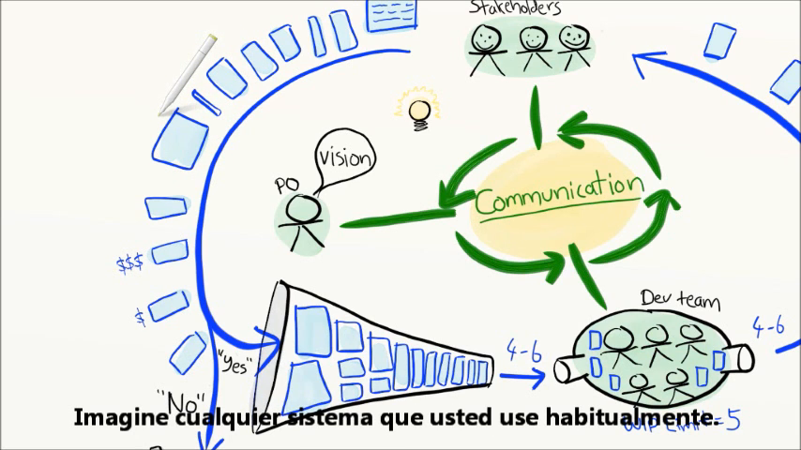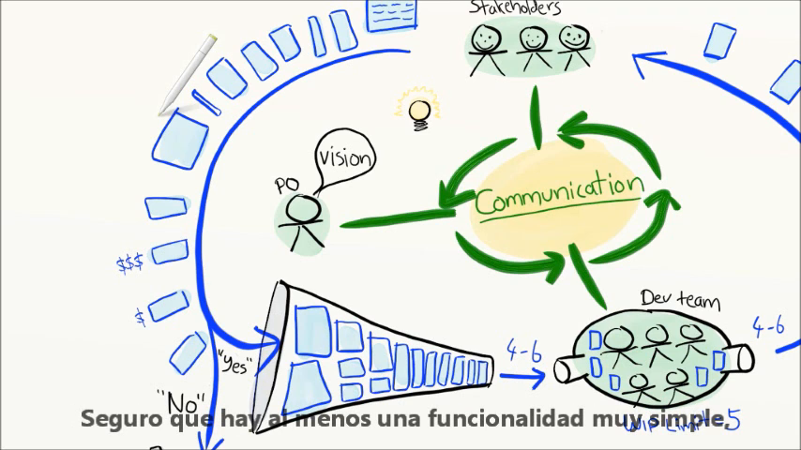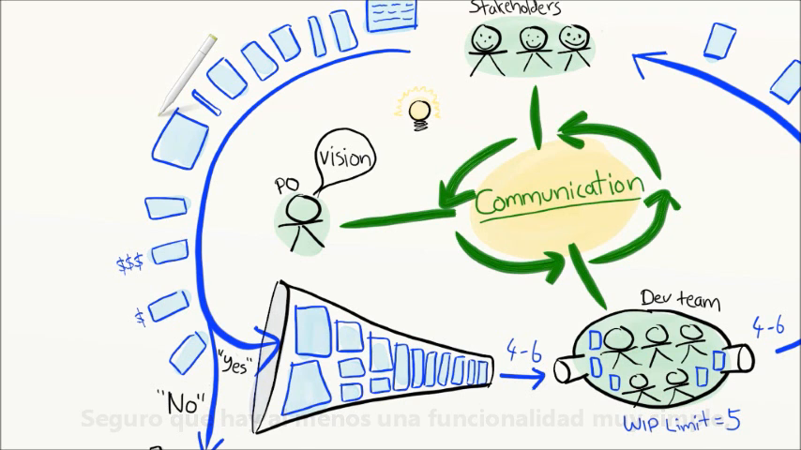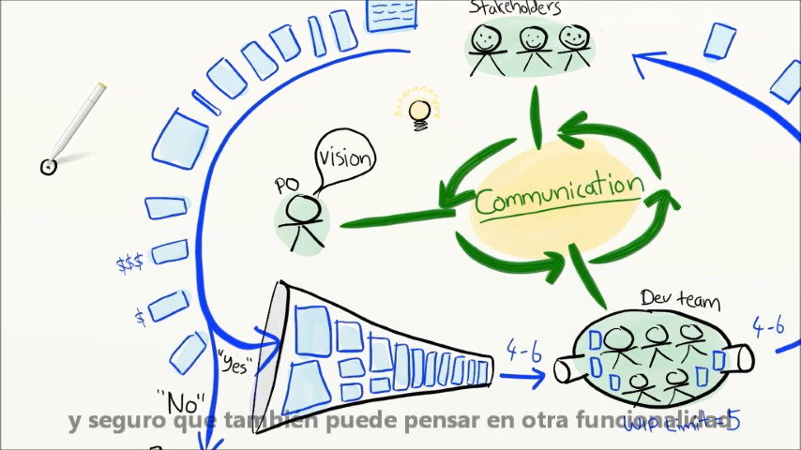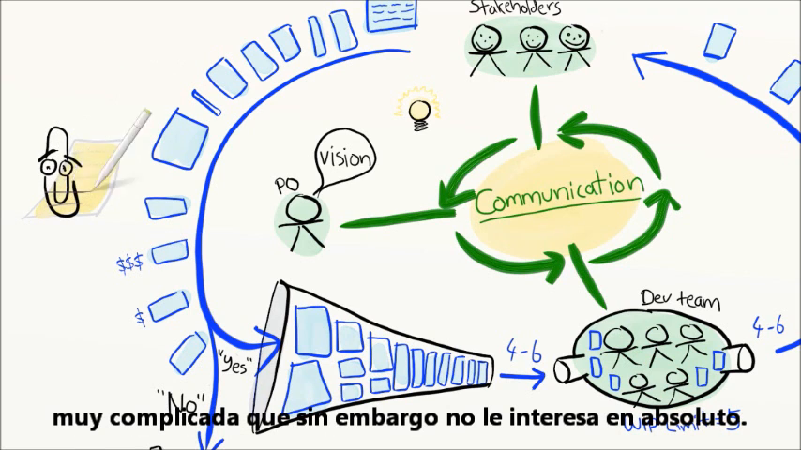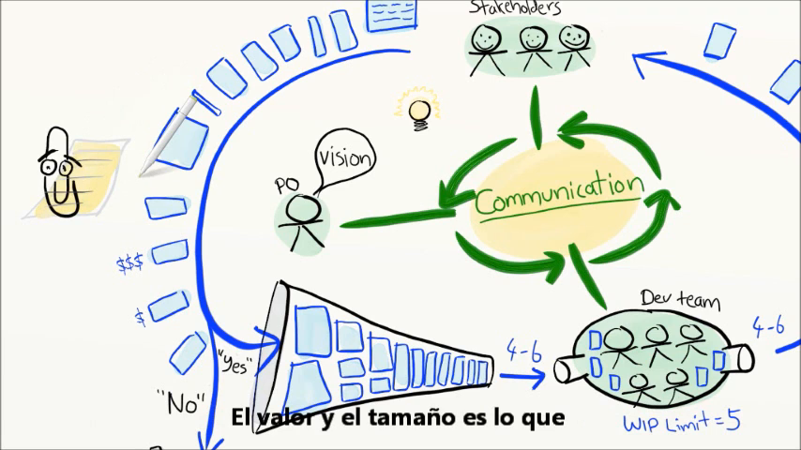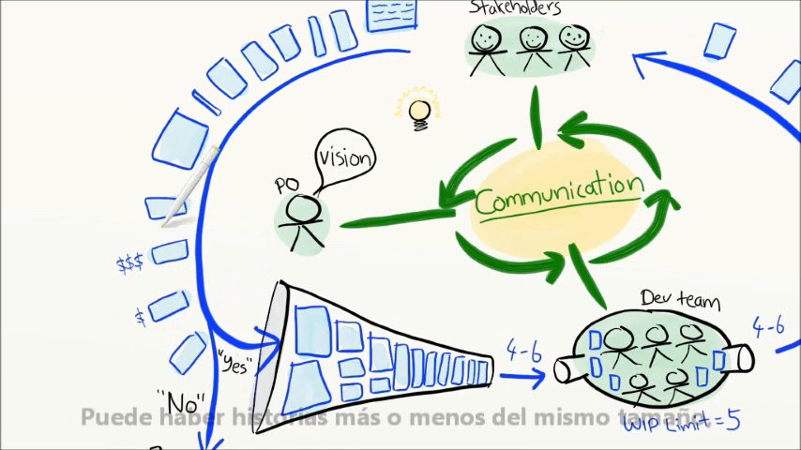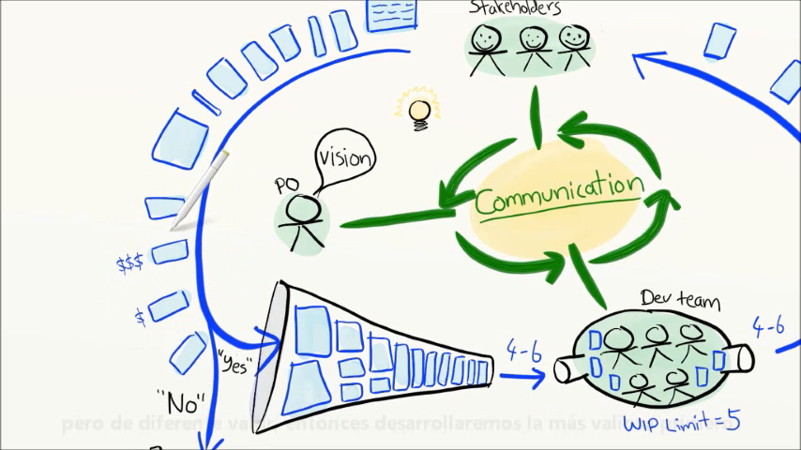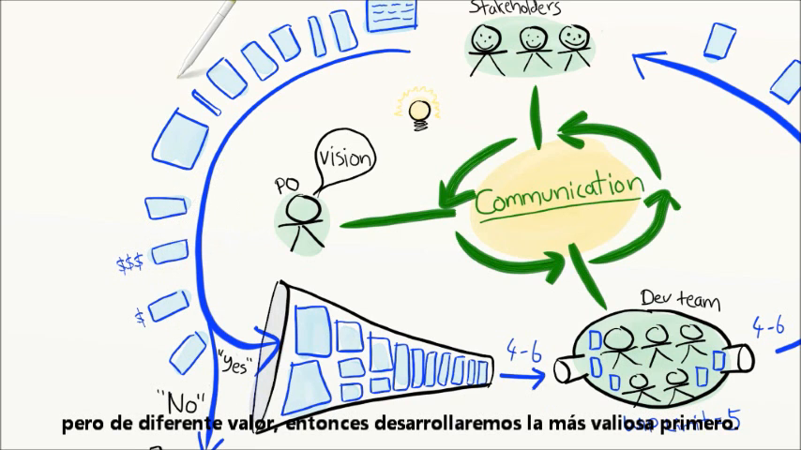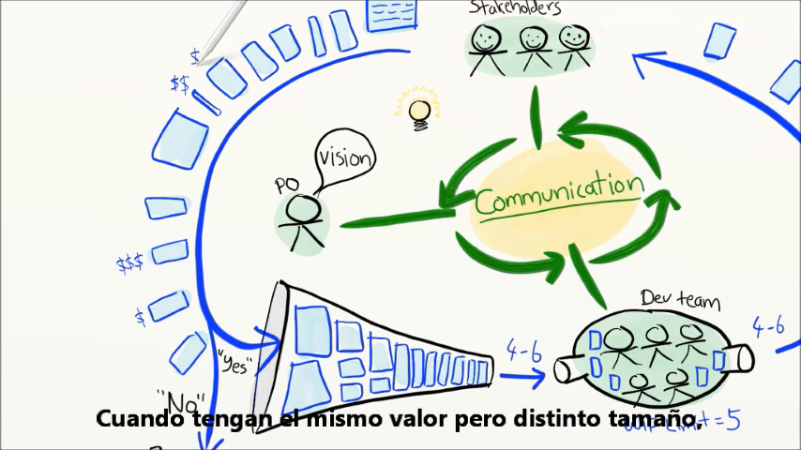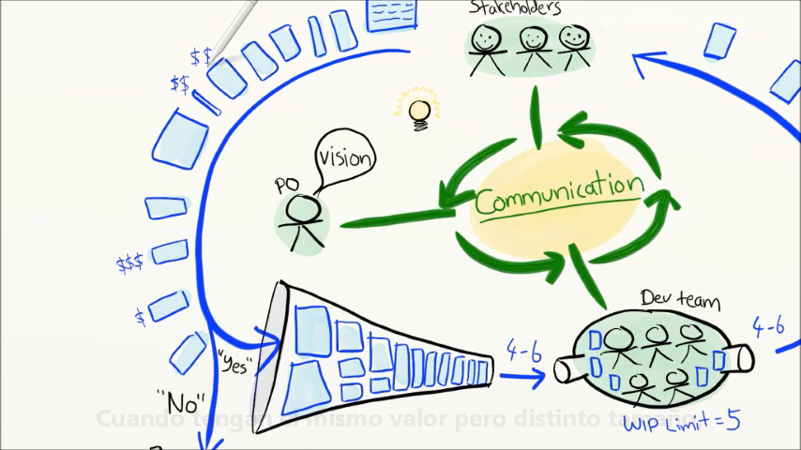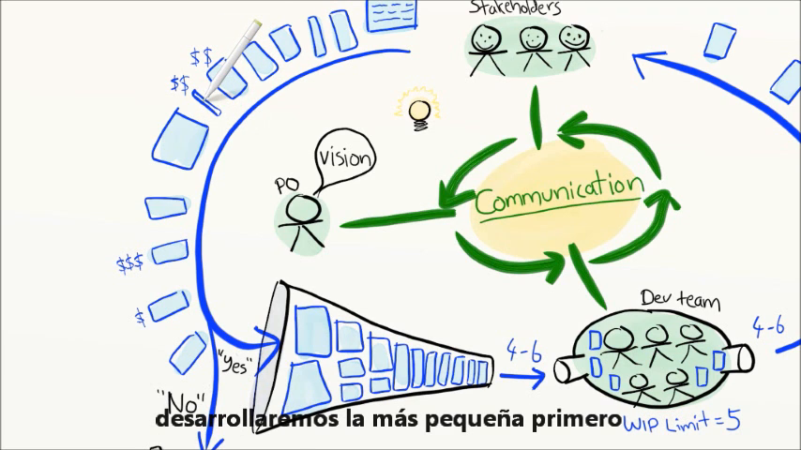Think of any system that you've used, and I bet you can think of at least one really simple feature that is very important, that you use every day, and I bet you can think of at least one huge complicated feature that is totally unimportant. Value and size is what helps Pat prioritize intelligently. Like here, these two stories are roughly the same size, but have different value. So build this one first. And over here, these two stories have roughly the same value, but different size. So build this one first, and so on.